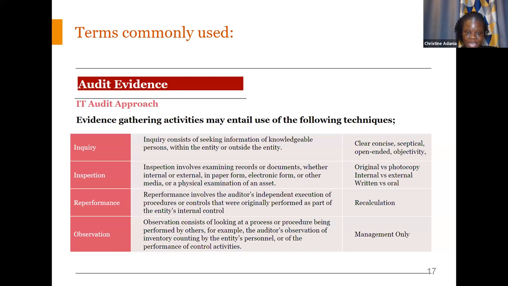You need to identify the persons who know the system. And then during inquiry, you should ensure that your questions are clear and concise, objective and open-ended. What I mean by open-ended questions is the hows and the whats.